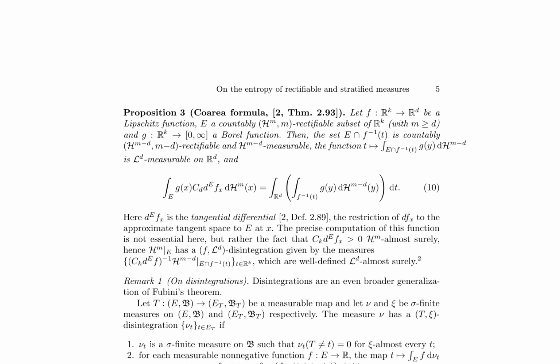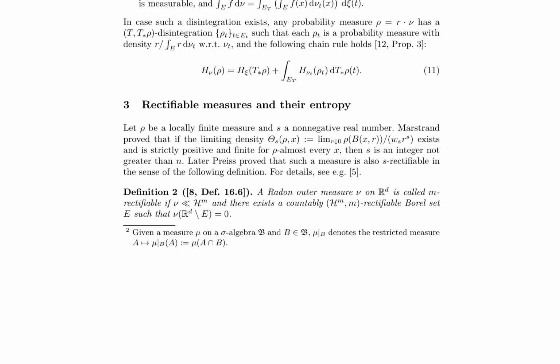The concept of disintegrations, a generalization of Fubini's theorem, is also discussed. A measure ν has a t(ξ) disintegration if it can be decomposed into a family of measures ν_t, such that each ν_t is a sigma finite measure on B, and for any non-negative measurable function f, the map t ↦ ∫_E f(x) dν_t(x) is measurable, and ∫_E f(x) dν(x) equals ∫ ∫_E^t f(x) dν_t(x) dξ(t).